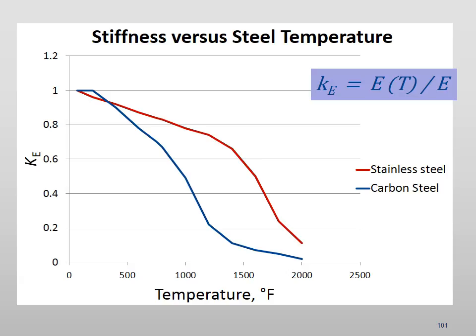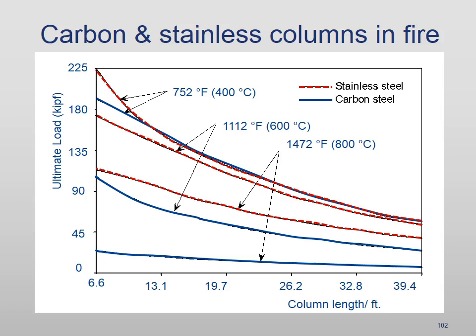If you could move me along to slide 102. Slide 102 compares the behaviour of carbon and stainless steel columns in fire, and we generated this slide by doing some finite element analysis. And you can see they're equivalent columns, and we've compared their performance at temperatures of 750 Fahrenheit, 1112 Fahrenheit and 1472 Fahrenheit.